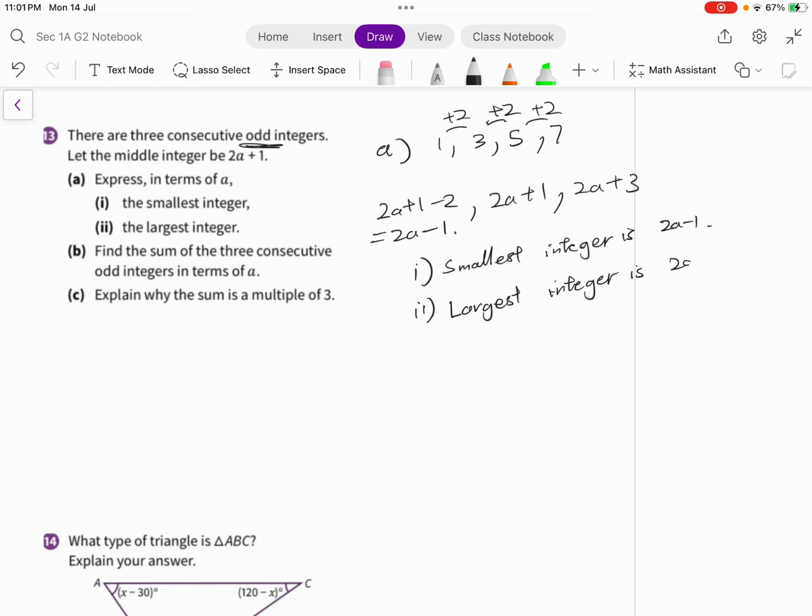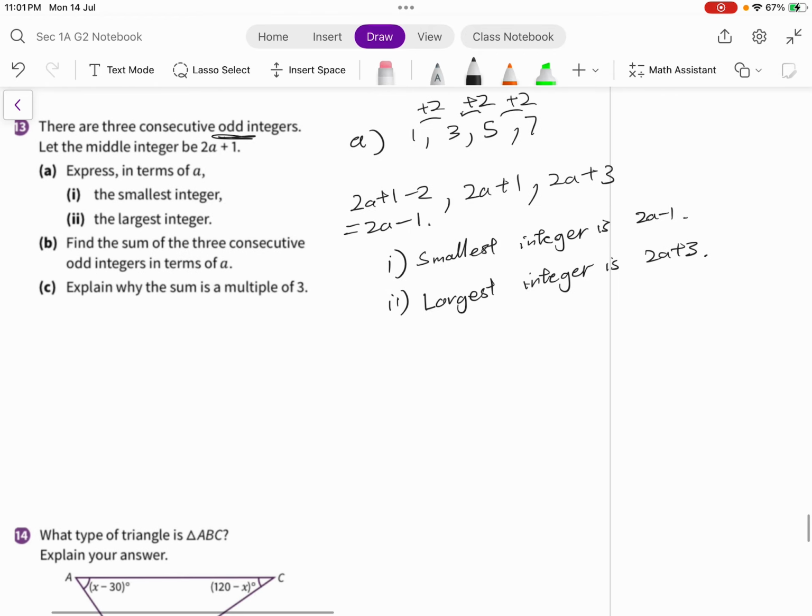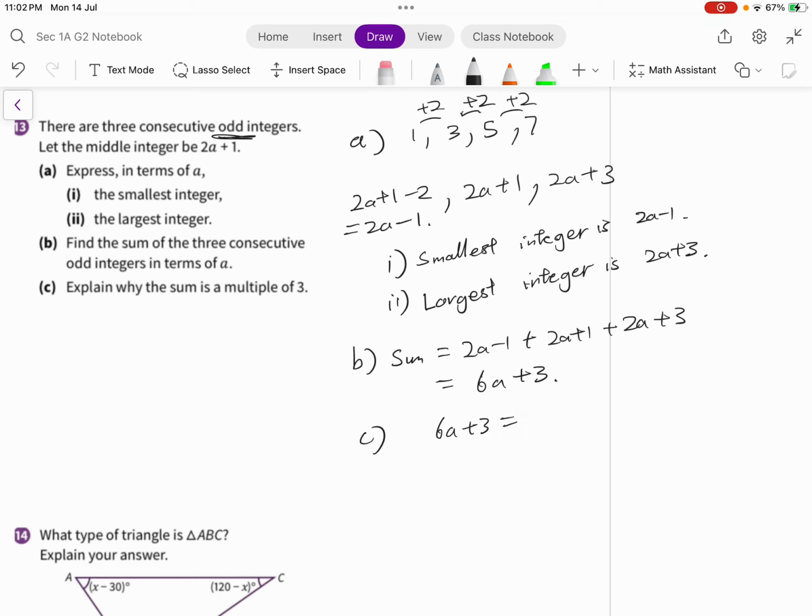You are asked to find the sum of the 3 consecutive odd numbers in terms of a. So part B, the sum will be 2a minus 1 plus 2a plus 1 plus 2a plus 3. So you will get 6a plus 3. Why is the sum a multiple of 3? Because 6a plus 3 equals 3 times, we factorize, divide by 3, divide by 3, we get 2a plus 1.